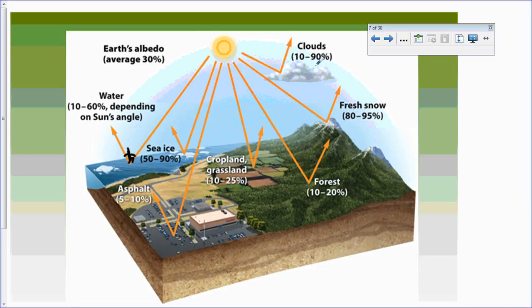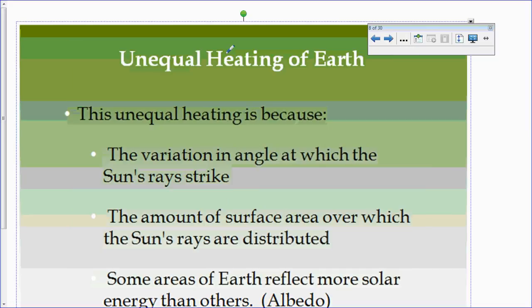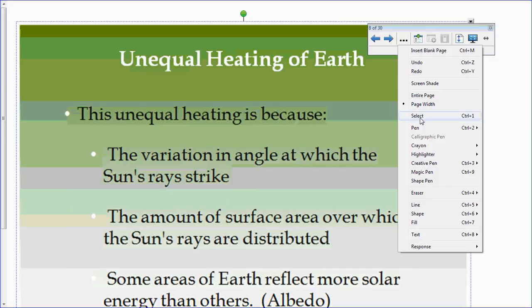Clouds, 10 to 90. I want you to think, why would this be between 10 and 90? Have you ever seen clouds that were kind of dark? You see other clouds that are really white, like this over here. But you can see that the varying sizes of particles, especially as you get close to precipitation, are going to really change the amount of light that it either reflects or absorbs. All right, moving on. I'm going to pick it up a little bit now.